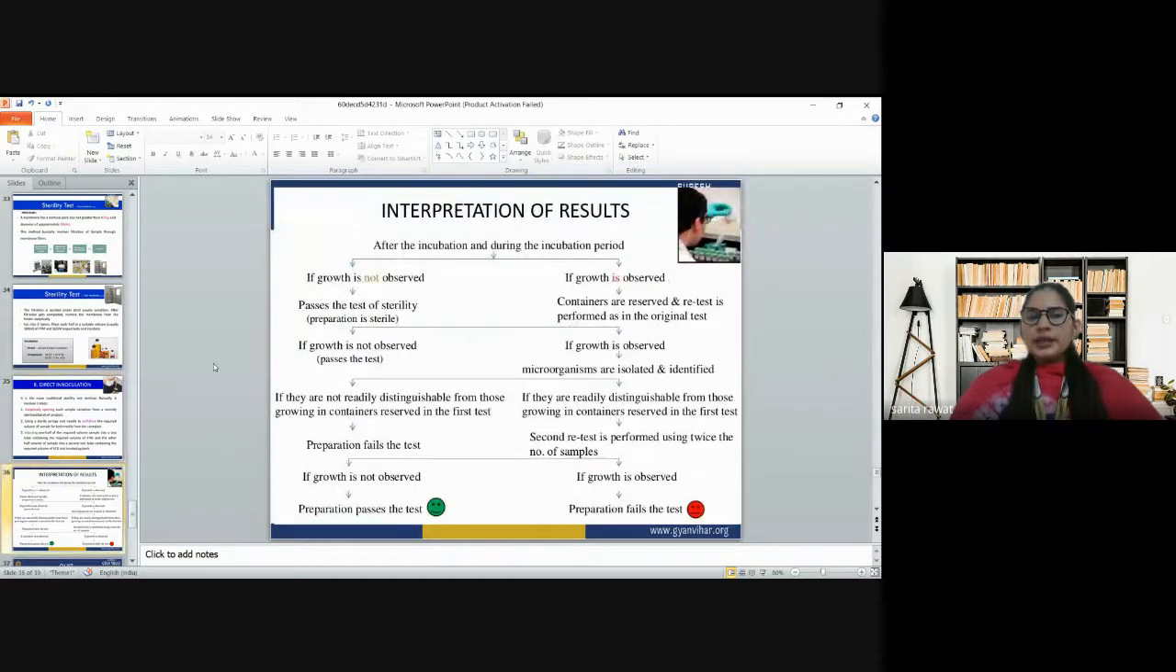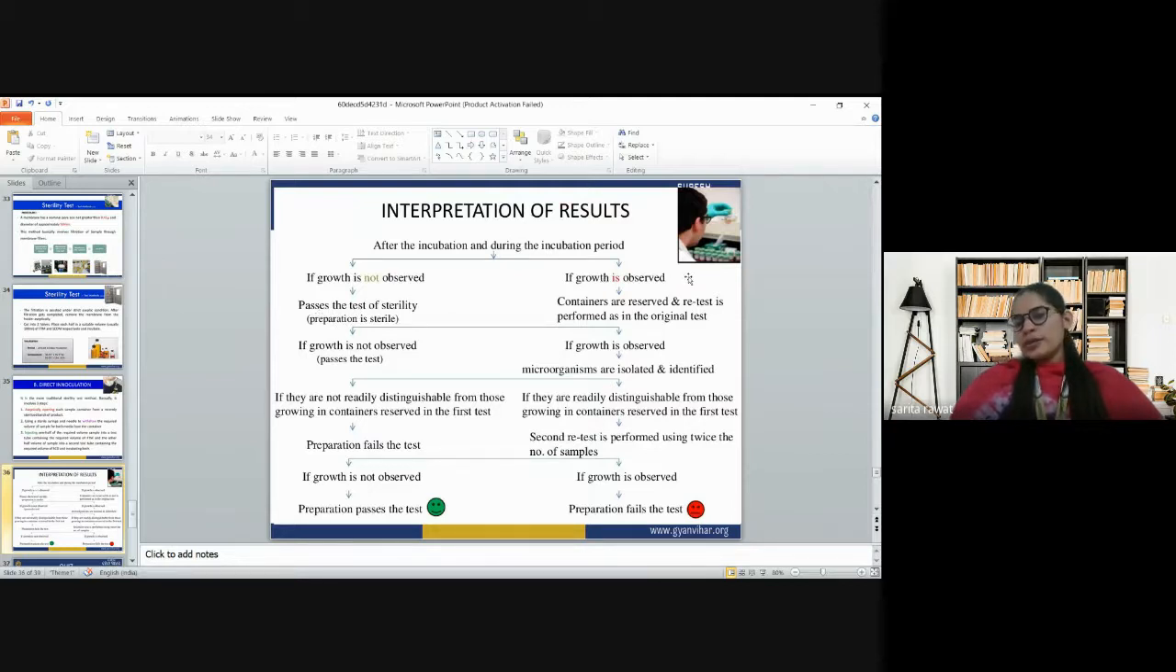Now, interpretation of the result. How can we interpret the result? After the incubation, during the incubation period, if the growth is not observed, then the preparation passes the test of sterility.